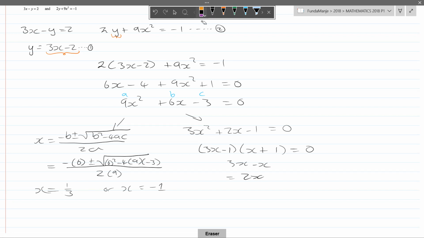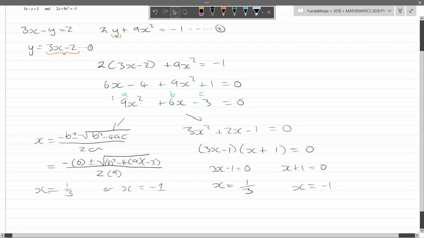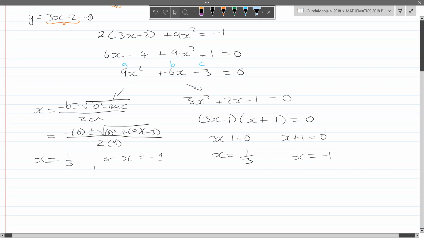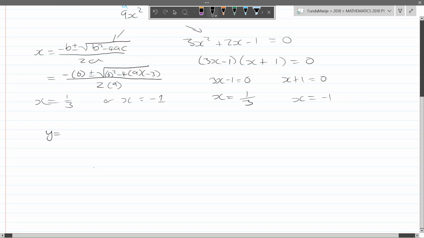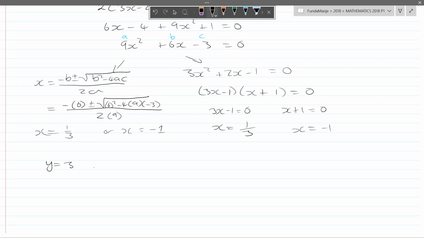So this factorization is correct, and then we get our answers by saying 3x minus 1 is equal to 0, and x plus 1 is equal to 0. Then taking 1 to the other side and dividing by 3, we get x is either 1 over 3 or x is minus 1. And this only gives us our values for x. In order to get y values, we substitute back into the formula. So y is equal to 3x minus 2.